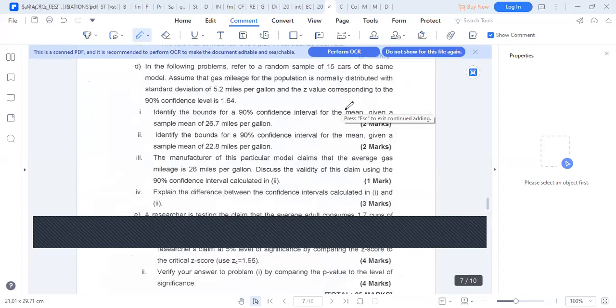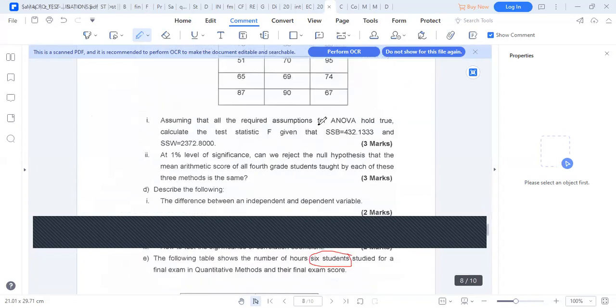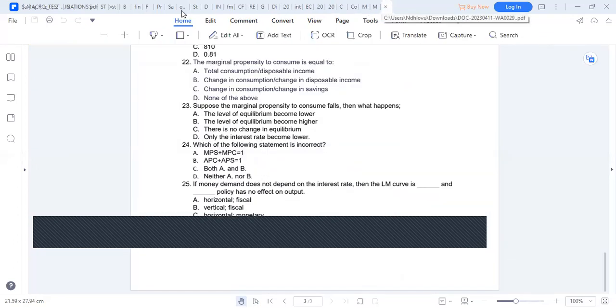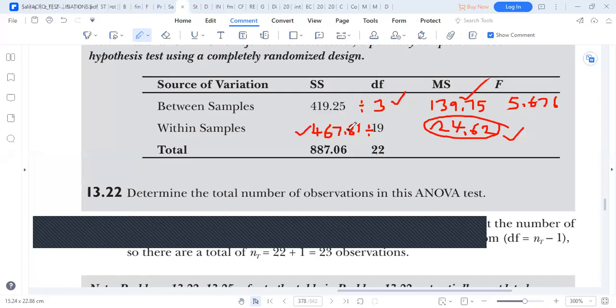Colin, sorry to take you back. How did we find the 5.68? Okay, how did you find the 5.68? It's divided 24.62 into 139.75. Sorry, I didn't hear. 24.62 into 139.75 on MS is 5.68. All right, thank you.